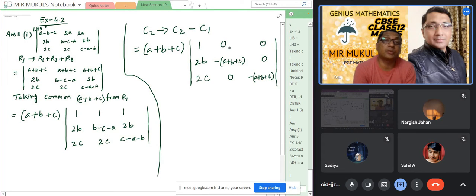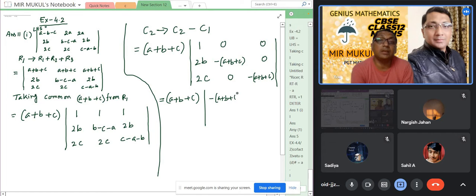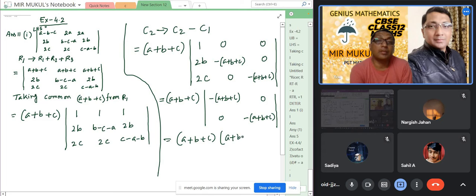After that, since these two are 0, then only we can take the minor of 1. So A plus B plus C, then minus A plus B plus C, 0, 0, minus A plus B plus C. Now break it. Then A plus B plus C, and here you will get A plus B plus C whole square. So we are getting A plus B plus C whole cube, and this will be RHS.